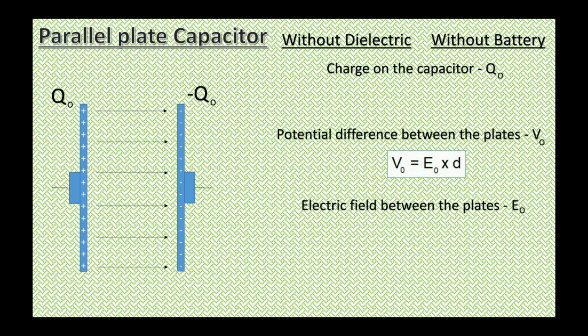This is an important formula. We will be using this further down the slides. And using the relation capacitance is equal to charge by potential difference, capacitance is represented by C0, which is equal to Q0 by V0. This is the case of without dielectric and without battery. We will be using these symbols to represent different quantities as we proceed further.